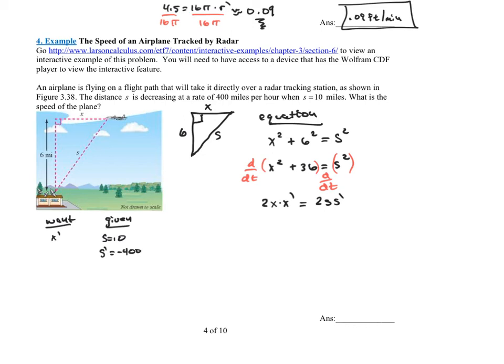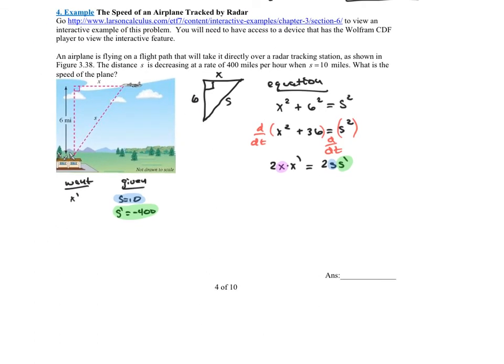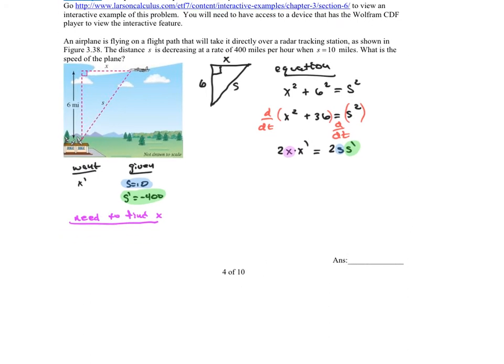Okay? Let's look at what's given to us and see if we can plug it in. We know that s is equal to 10, so we can plug that in. We know that s prime is equal to negative 400, so we can plug that in. Remember, we're trying to solve for x prime, but we have an issue: we still need to know what x is. So the question is, how do we find x? That's something you need to find up front. So I'm going to write "need to find x" over here.